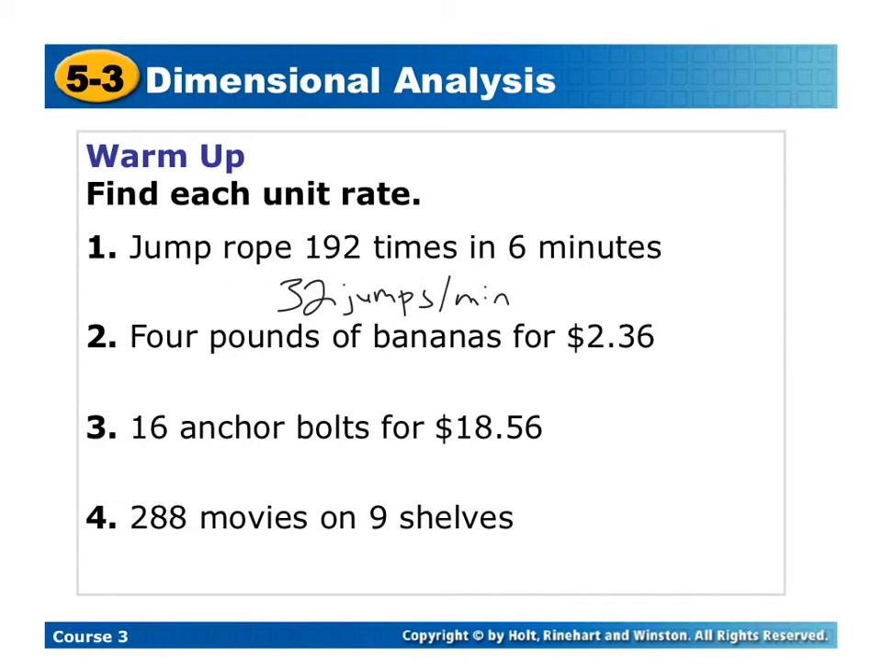4 pounds of bananas for $2.36. Typically we're going to do the price per pound, so I'm going to do the $2.36 divided by 4, and we're paying 59 cents per pound. Same thing here, we're going to do $18.56, and I'm going to divide it by 16, so we're paying $1.16 per bolt. And then 288 movies divided by 9 shelves is 32 movies per shelf.